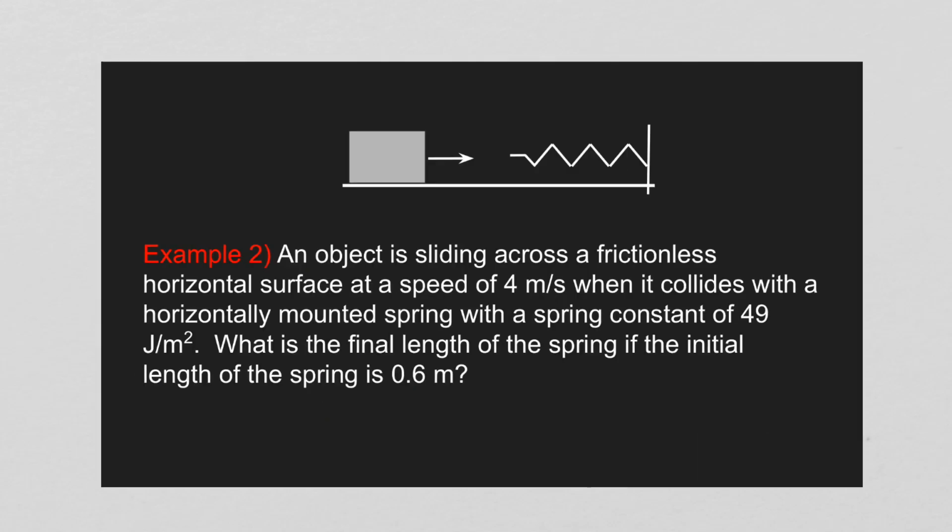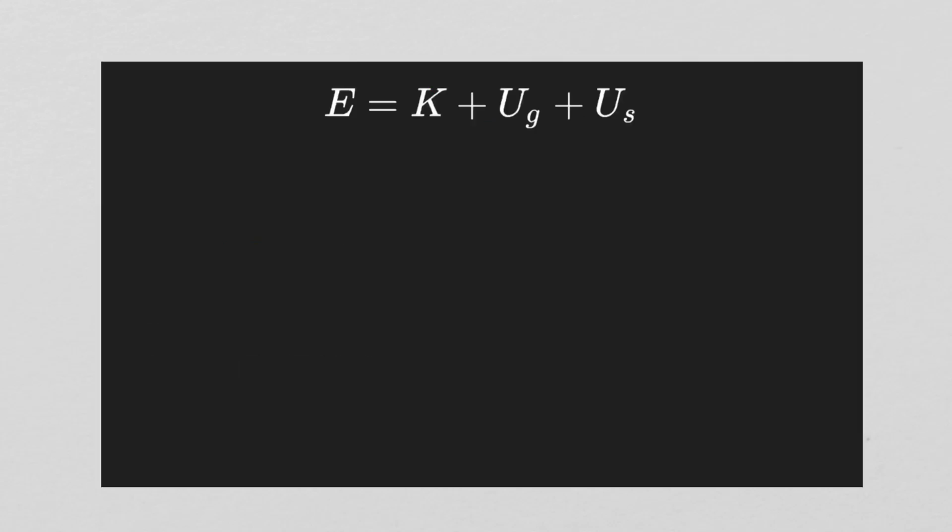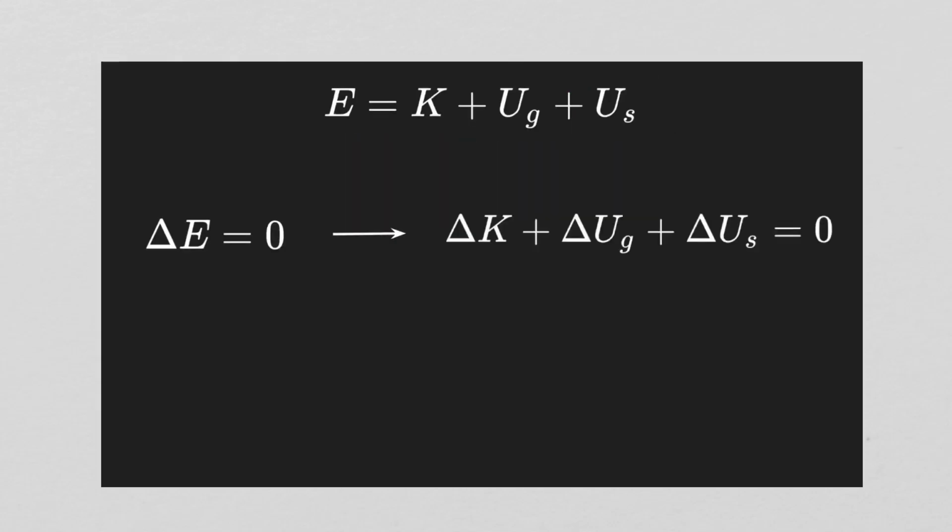Now let's do an example with the spring. So we've got this block, it's going to squish the spring. So the spring is actually going to get shorter. Again, we start with conservation of energy, except now we have this new fun spring term. So let's look. Delta E is 0. Again, isolated system.